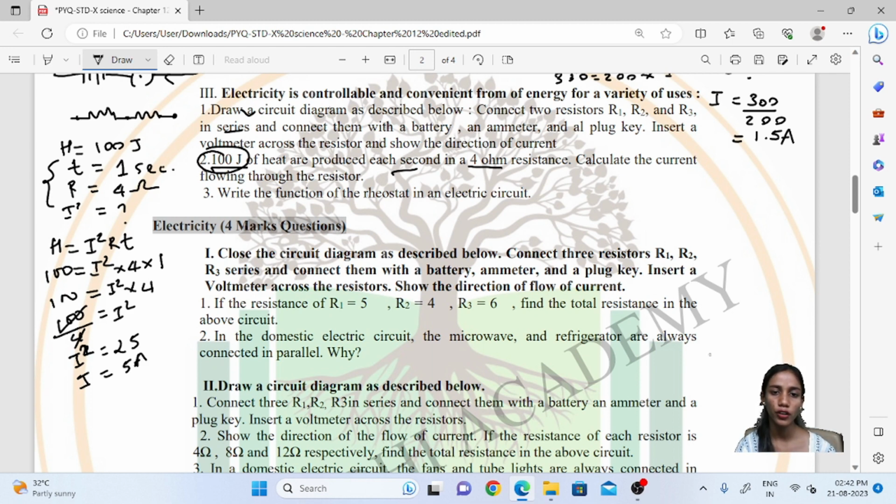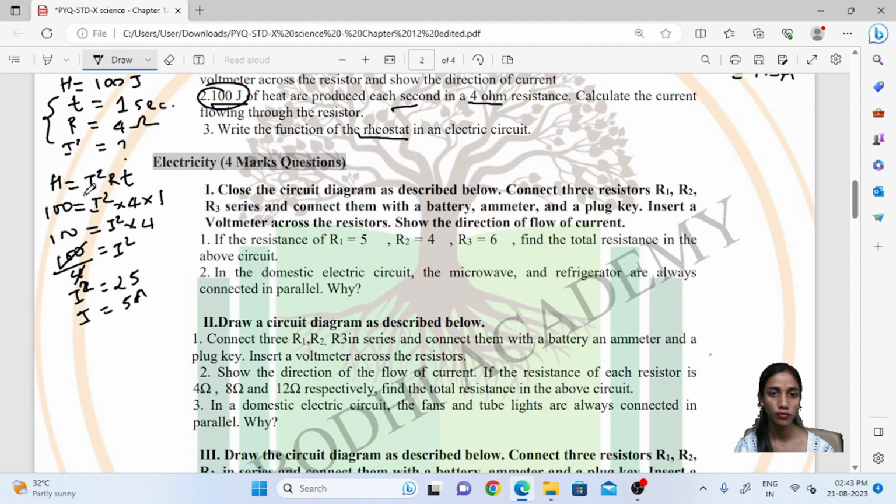Write the function of rheostat in an electric circuit. So the rheostat is used to regulate the resistance, the variable resistance in an electric circuit, so that there is control on the current. The current is controlled. The rheostat will produce the resistance which is required for controlling the current. This is the function of the rheostat.